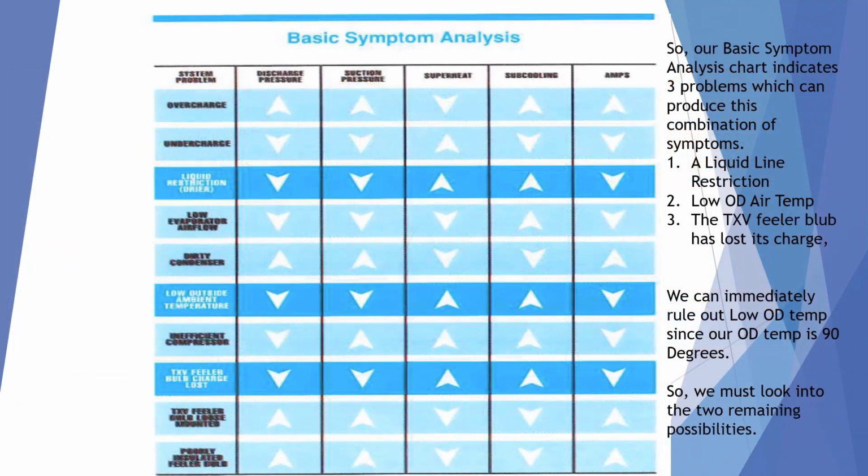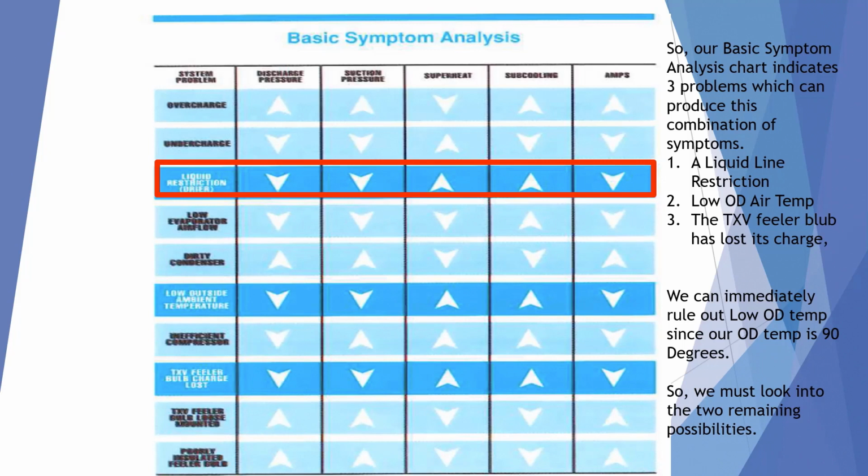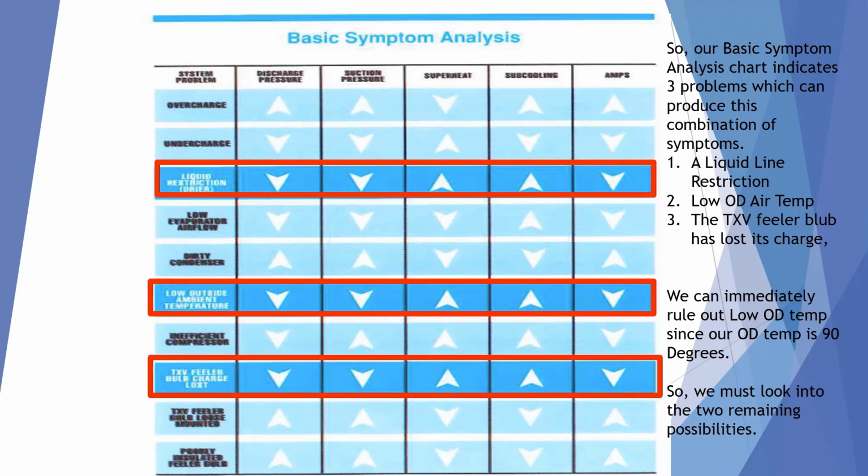So our basic symptom analysis chart indicates three problems which can produce this combination of symptoms. 1, a liquid line restriction. 2, low outdoor air temperature. And 3, the TX feeler bulb has lost its charge. We can immediately rule out low outdoor temperature since our outdoor temperature is 90 degrees. So we must look into the two remaining possibilities.